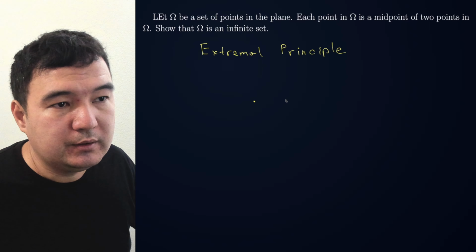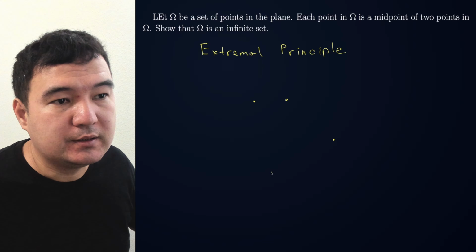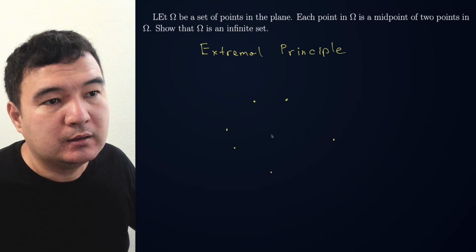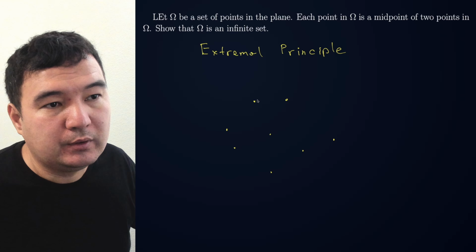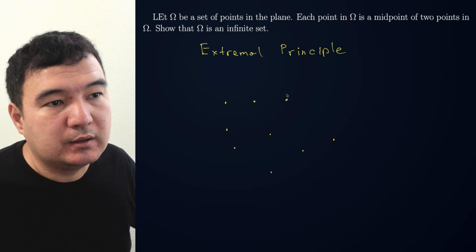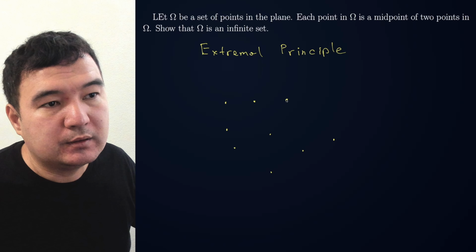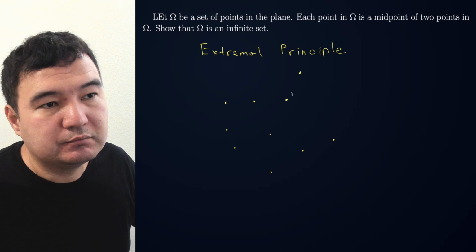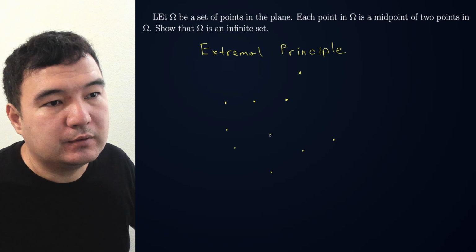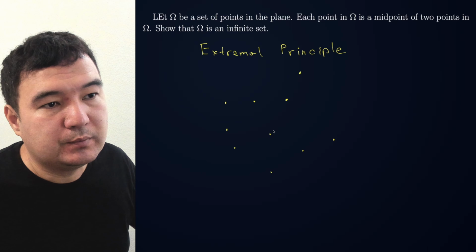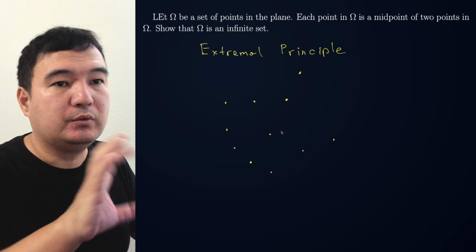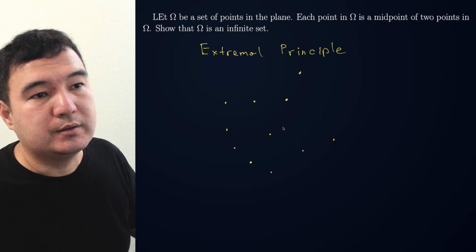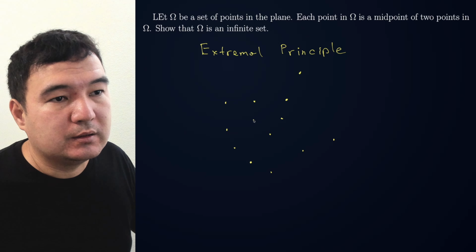Imagine a set of points and every point is a midpoint of another 2 points. For example, if you take this point, it should be a midpoint of these 2 points. And if you take this point, it should be a midpoint of, say, these two, right? And this one is a midpoint of this point and this one here. So every point has to be a midpoint of 2 other points.